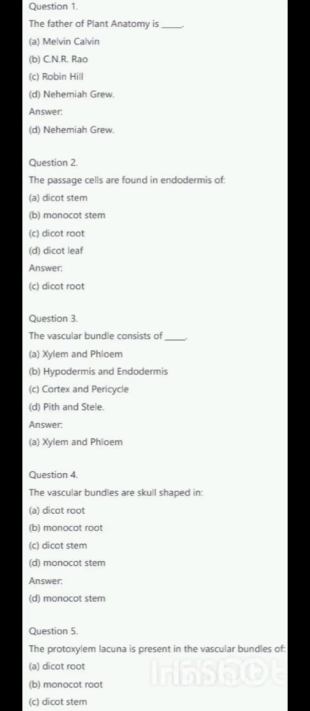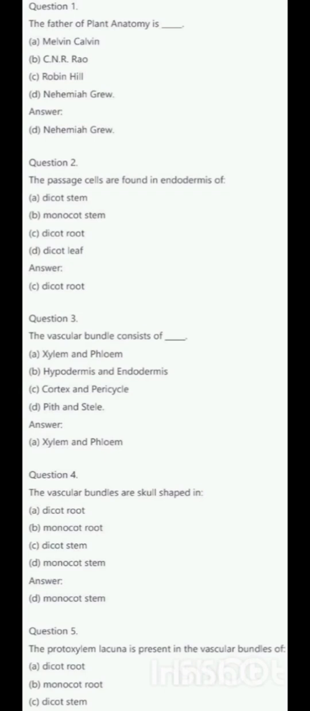Question 2. The passage cells are found in the endodermis of A. Dicot stem, B. Monocot stem, C. Dicot root, D. Dicot leaf. Answer: C. Dicot root.